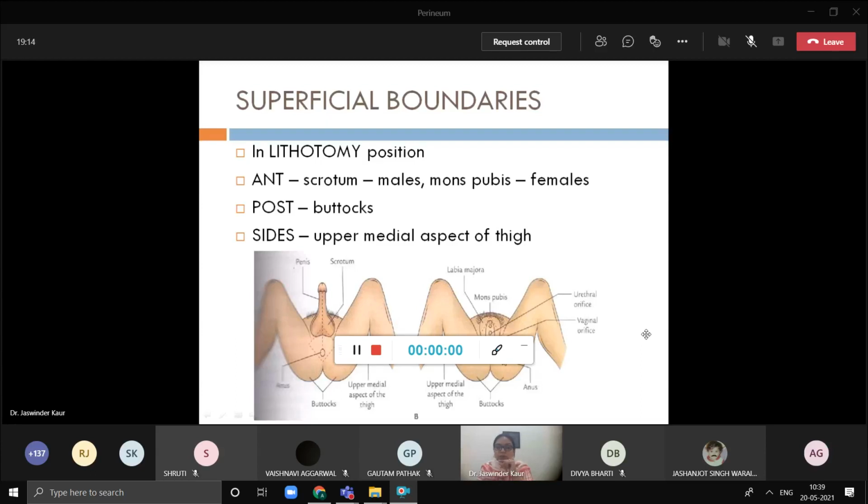Posteriorly is present the buttocks, and laterally, or on the sides, it is the upper medial aspect of the thigh. So they are forming the superficial boundaries. The superficial boundaries are formed by the soft tissue structures. This is in case of male, this is in case of female.